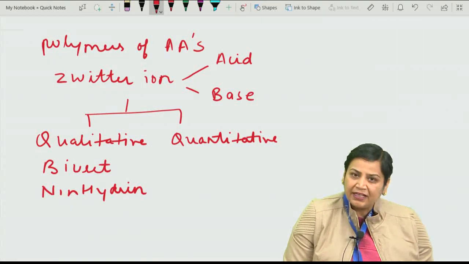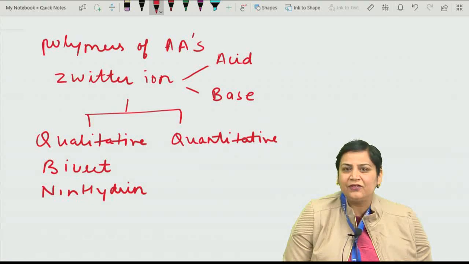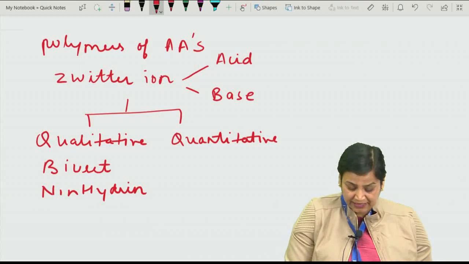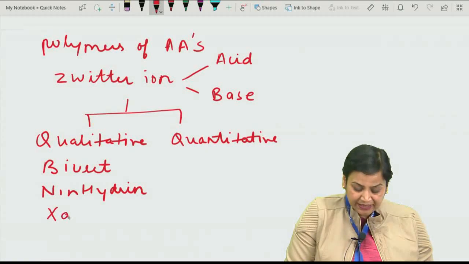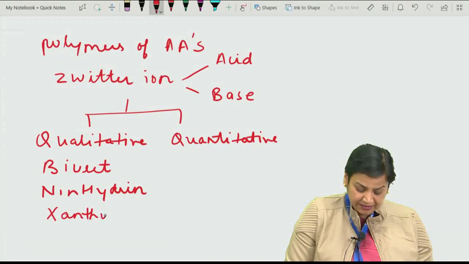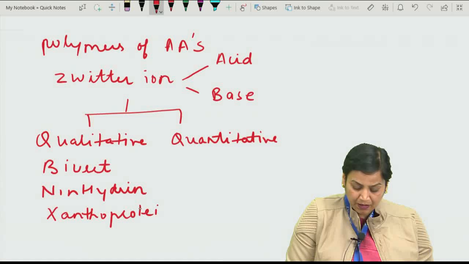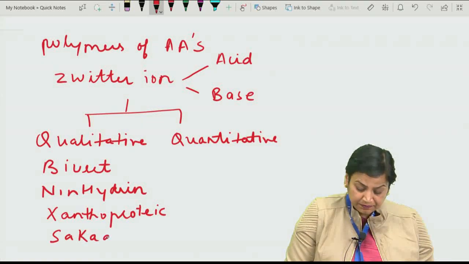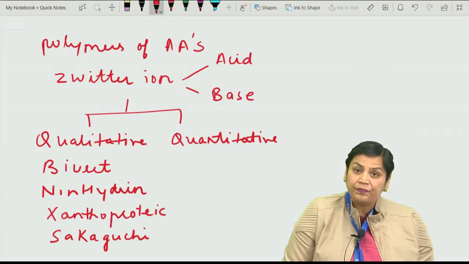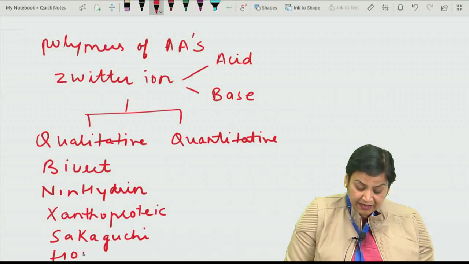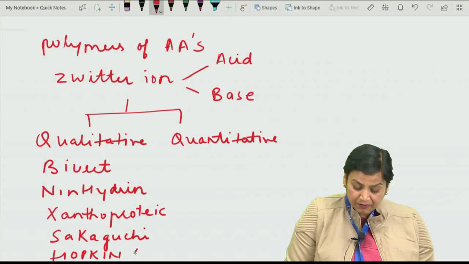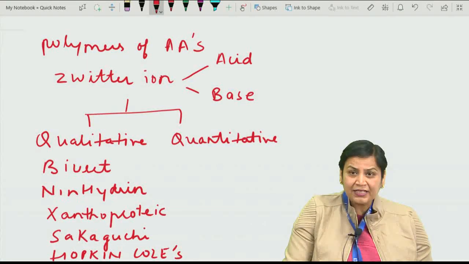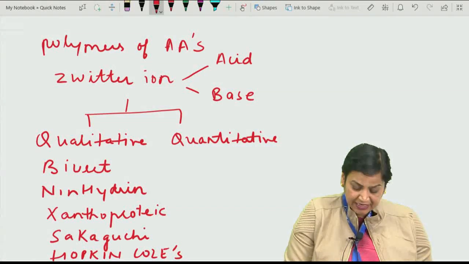Then there are certain other tests which basically give color on the presence of certain amino acids in it. Just for example, the xanthoproteic test is there, which is again a very important test. Sakaguchi test is there. Hopkins-Colles test is there. Now let's take over the description of these tests.